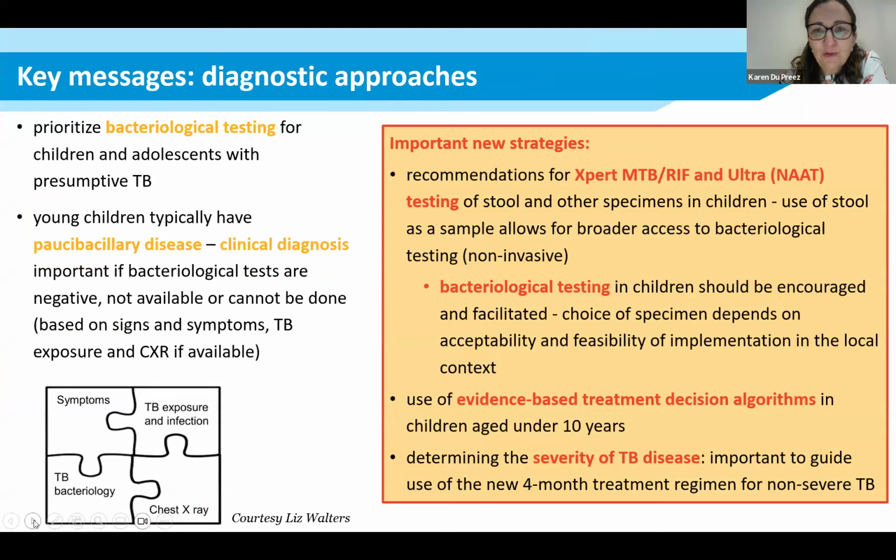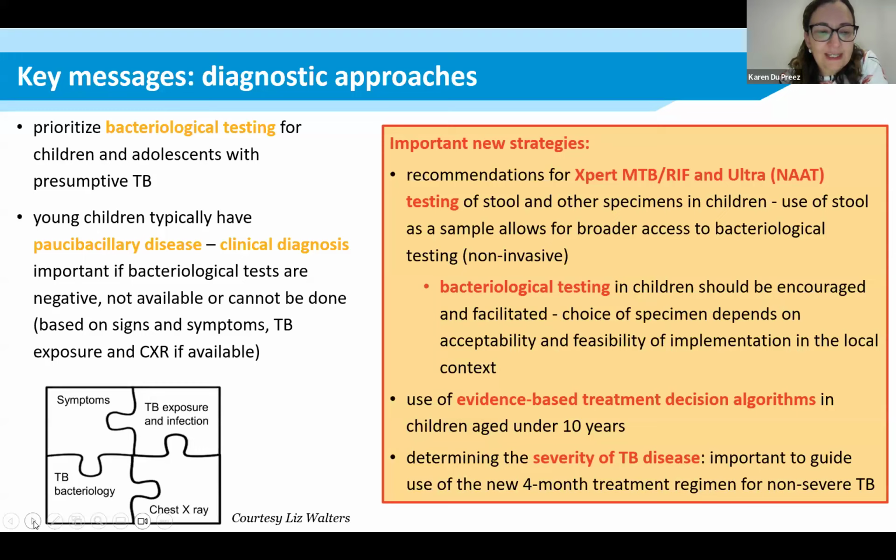So in terms of diagnosis, where we have new research and new guidance, we're really recommending the use of Xpert Ultra or any NAAT-based testing, including stools and other specimens in children. And I'm just going to briefly touch on these because all the other speakers will go into more detail. There was new evidence on bacteriological testing in different specimens. There was evidence on the use of treatment decision algorithms in children, specifically under the age of 10, and also how to determine disease severity, which is important for the use of the new 4-month treatment regimen for non-severe TB.